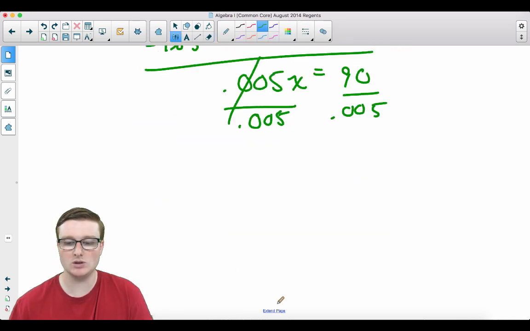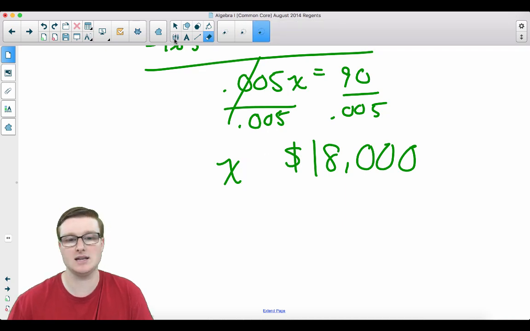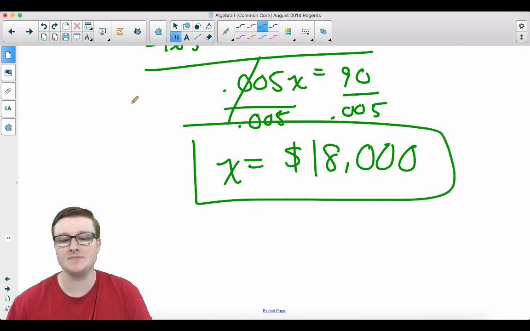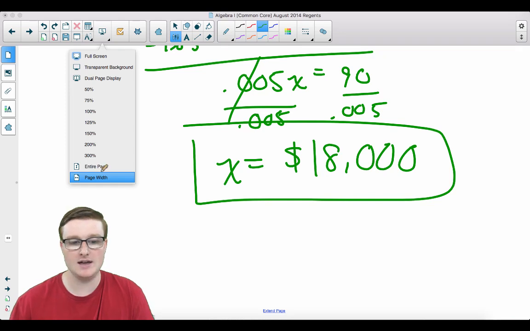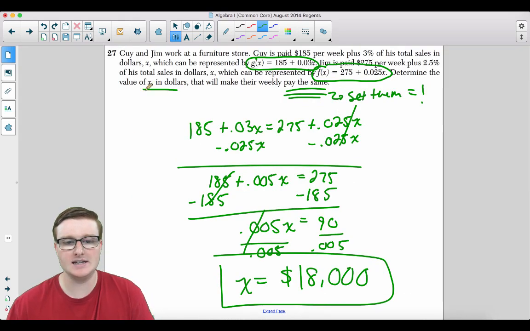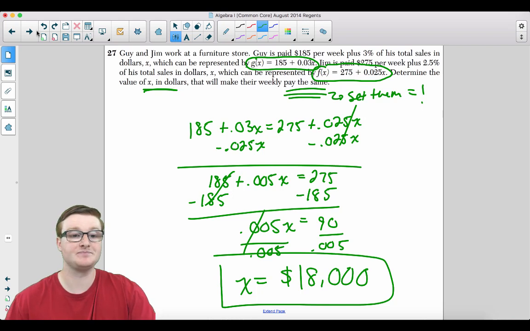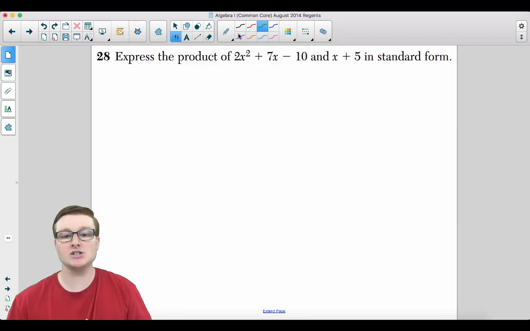0.005. And when you type that into your calculator, you get x is approximately equal to $18,000. Actually, not approximate. It is equal to $18,000. So x is equal to $18,000. That's answering the question in dollars. So they will be making the same amount of $18,000, and that's it. Cool.